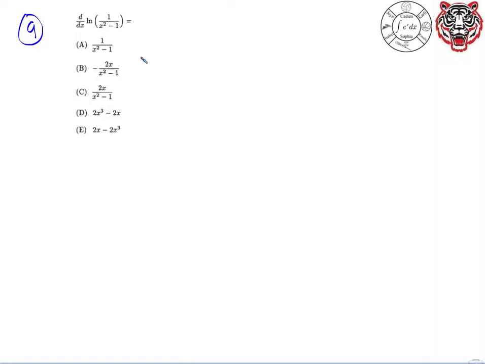Number 9. All right, so we're taking the derivative of this thing. Okay, so derivative of a natural log, what do we do? Put it over 1 over x squared minus 1. Okay, so this is saying 1 divided by 1 over x squared minus 1. Would you agree? Yeah, so you do the flippy thing.